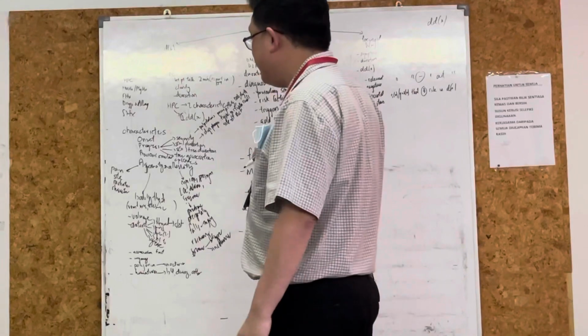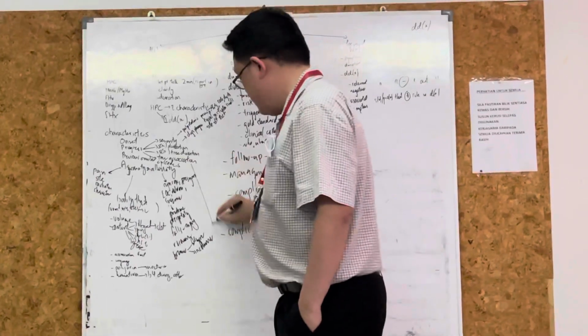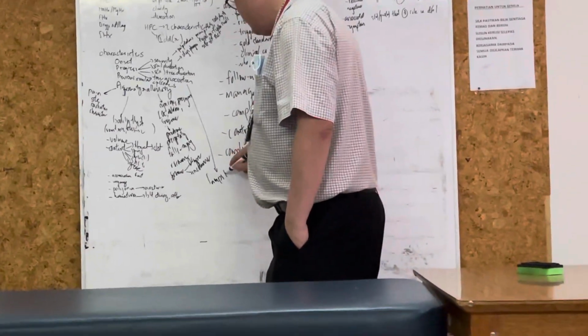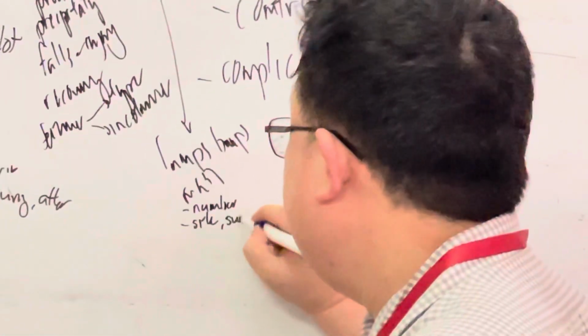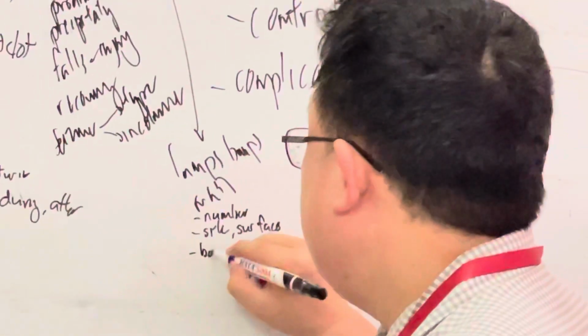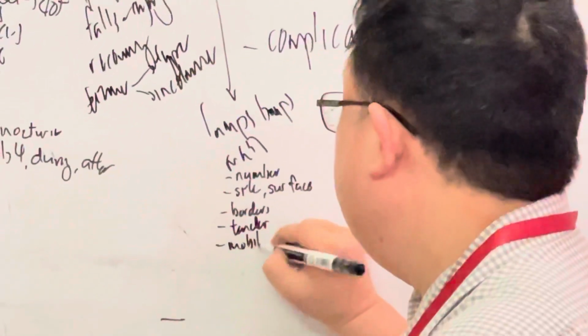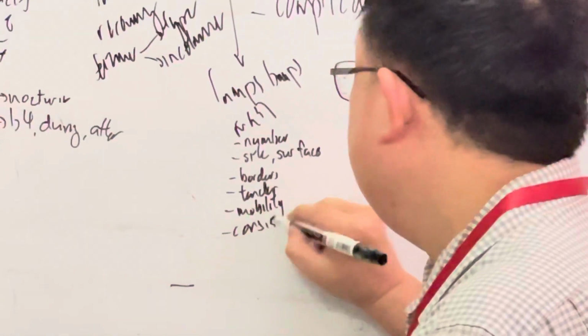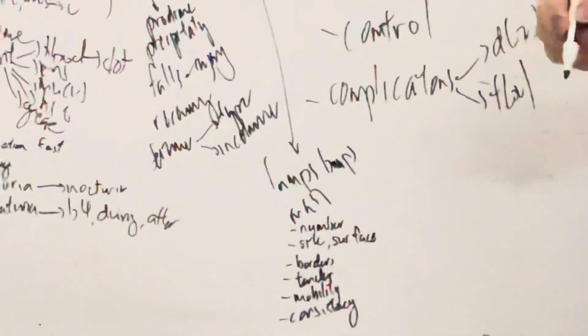Okay, what other things? You have lumps, bumps, mass. So when you have lumps, bumps and mass, what you ask about is the number, the site, the surface, the borders, whether it's tender, mobility, consistency. So those are lumps and bumps. Okay, what other things?